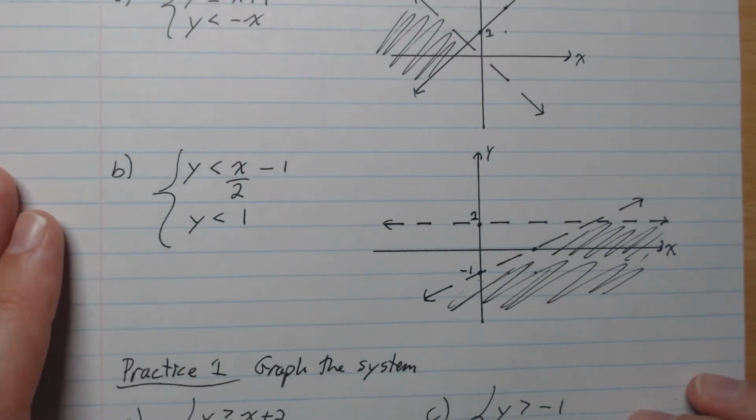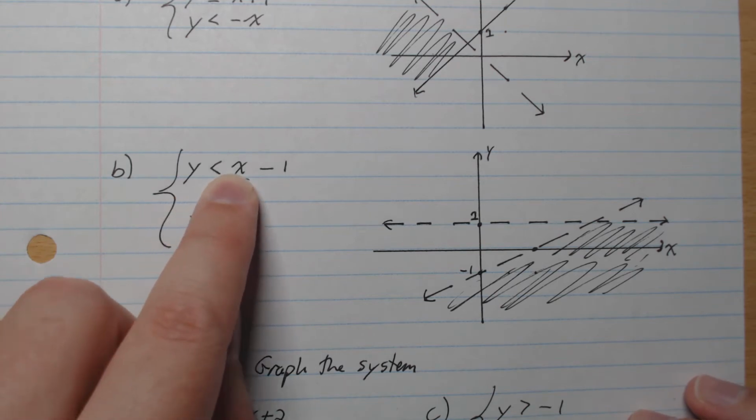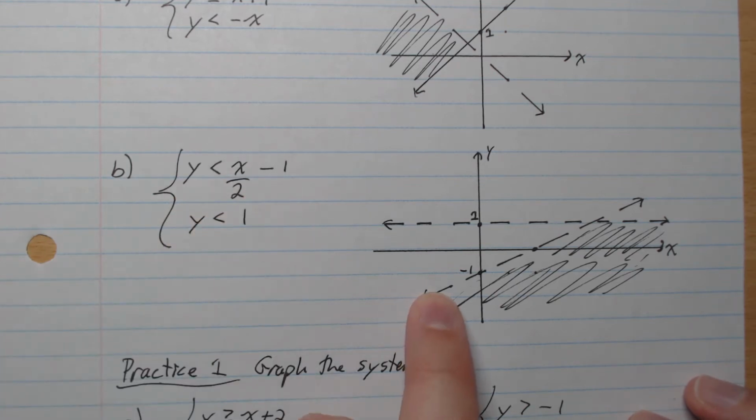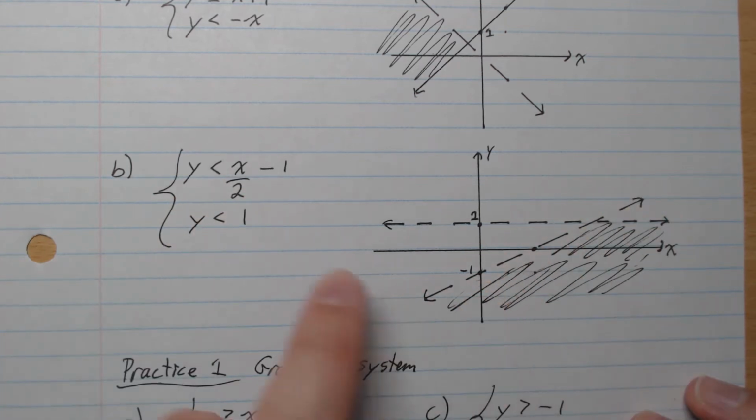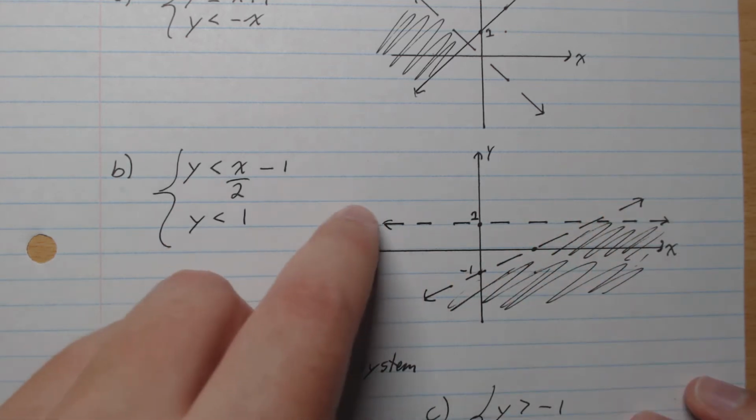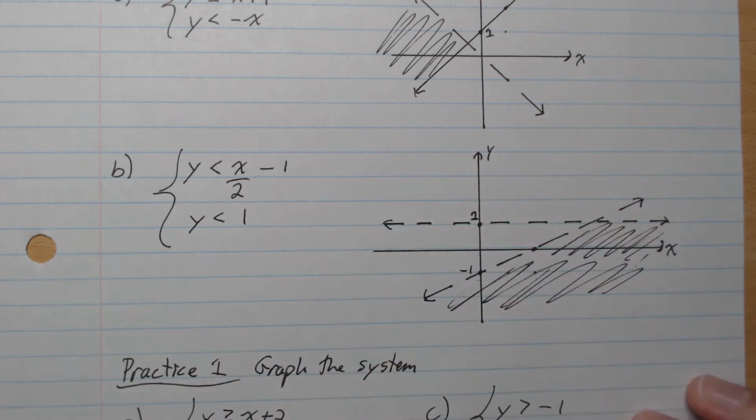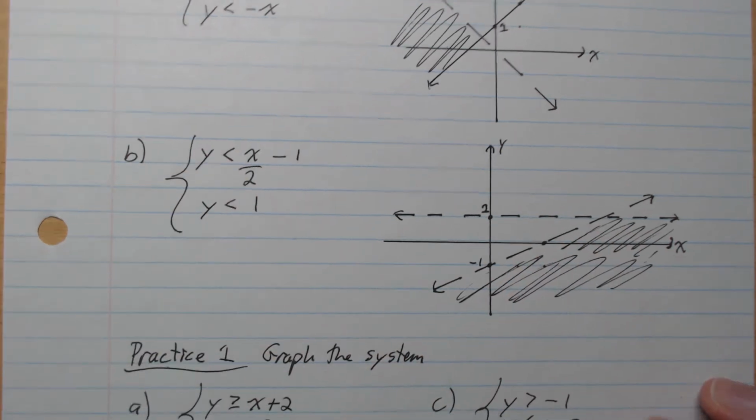Okay, b, y is less than x over 2 minus 1. So that's this equation here. It's dashed, like that. Y is less than 1. So this is 1 and we are less than 1. And so what's in common for both of them is this solution region right here. So this is the graph of the system.